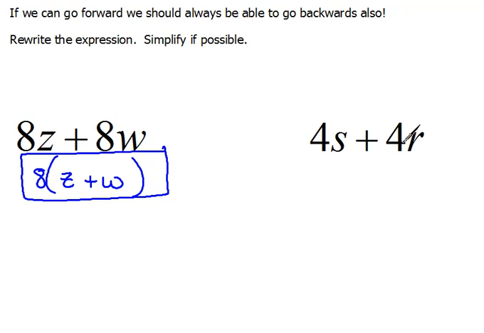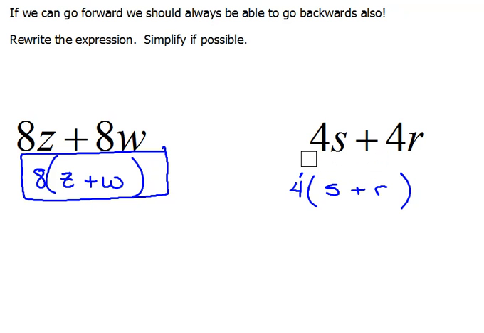Looking at these two, the first thing we need to do is say, what do these have in common? Well, they both have a 4. So let's pull that 4 out. 4 times what would give me 4s? And that would be an s. 4 times what would give me a positive 4r? Well, that would be a plus r.